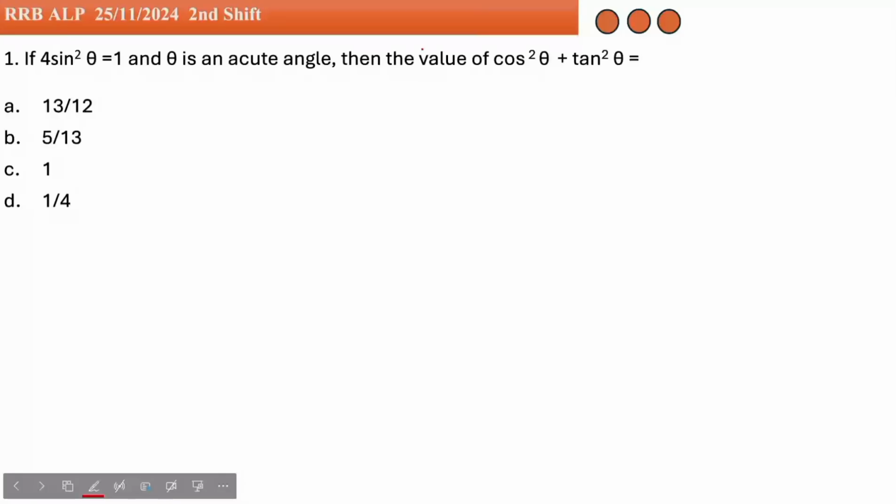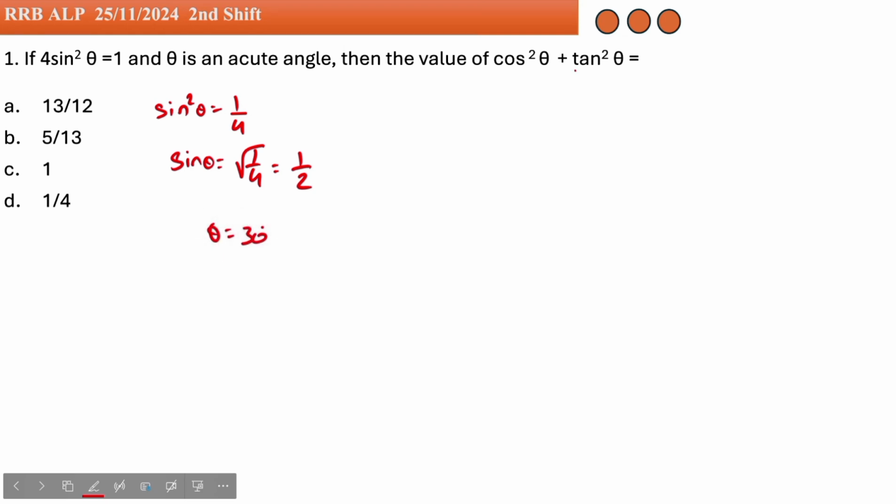If 4 sin square theta is 1 and theta is an acute angle, then find the value of cos square theta and tan square theta. Here sin square theta is 1 by 4. So sin theta will be root of 1 by 4, that is 1 by 2. Sin theta is 1 by 2 when theta is 30 degree.